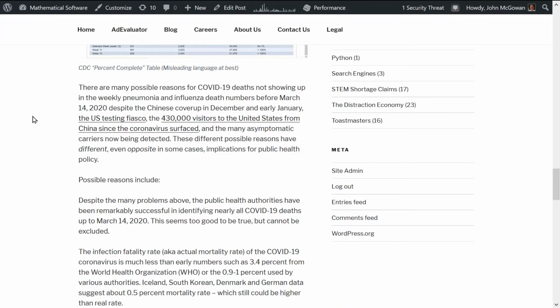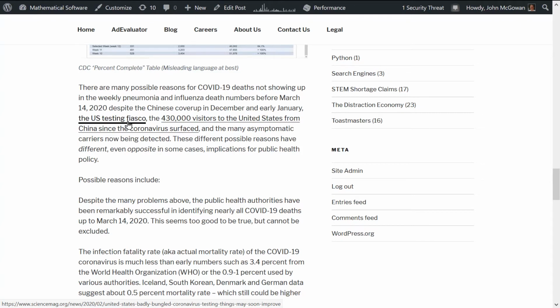So let's go back to talking about this absence of any evidence of the COVID-19, the coronavirus deaths in January and February and early March. There are many possible reasons for this not showing up in the weekly pneumonia and influenza death numbers before March 14th, 2020, despite the fact that China had some sort of cover-up in December and early January. The U.S. testing fiasco, where we didn't take the test the World Health Organization recommended. We made our own. It didn't work right. That cost us many months.